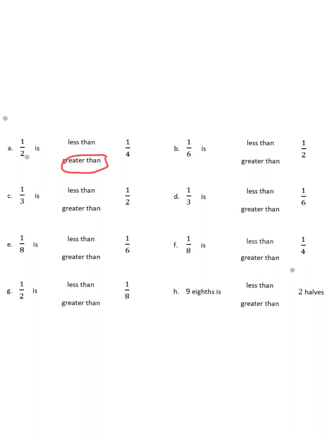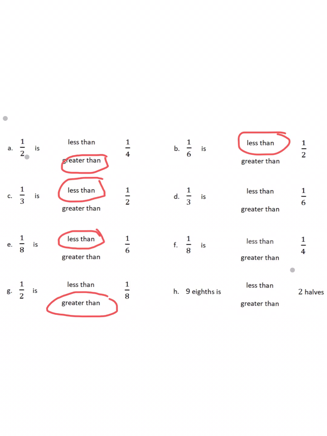So 1/3 would be smaller than 1/2, so it is less than 1/2 because it has bigger parts. 1/8 is less than 1/6 because it has more parts that are smaller. 1/2 is greater than 1/8 because it has parts that are bigger. 1/6 is less than 1/2 because its parts are smaller and there are more of them. 1/3 is greater than 1/6 because its parts are bigger. 1/8 is less than 1/4 because the 1/4 parts are bigger.